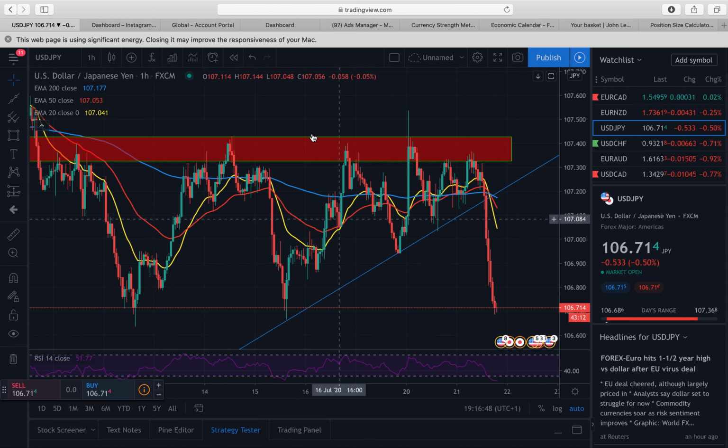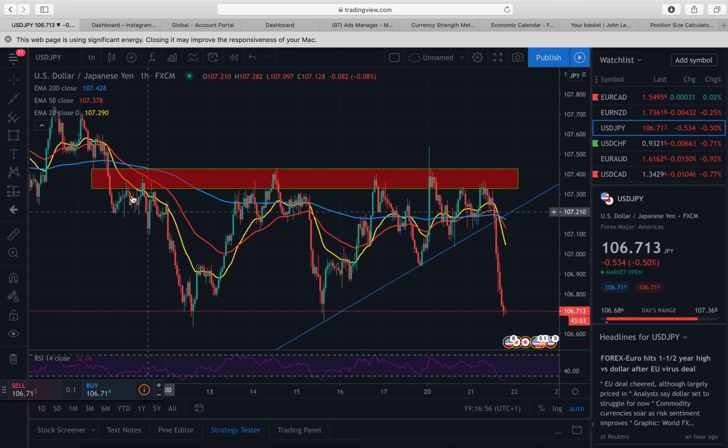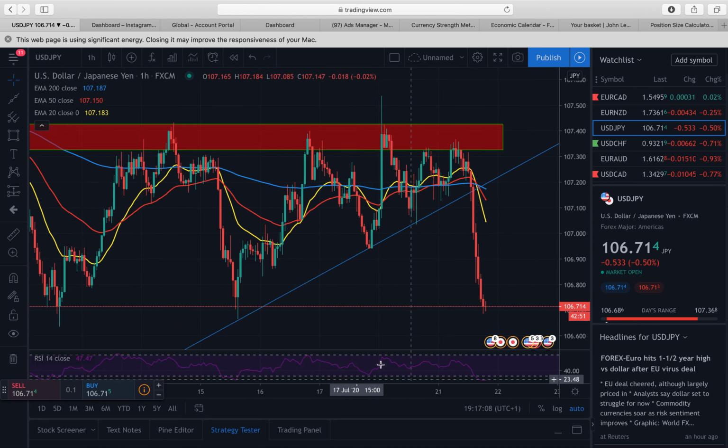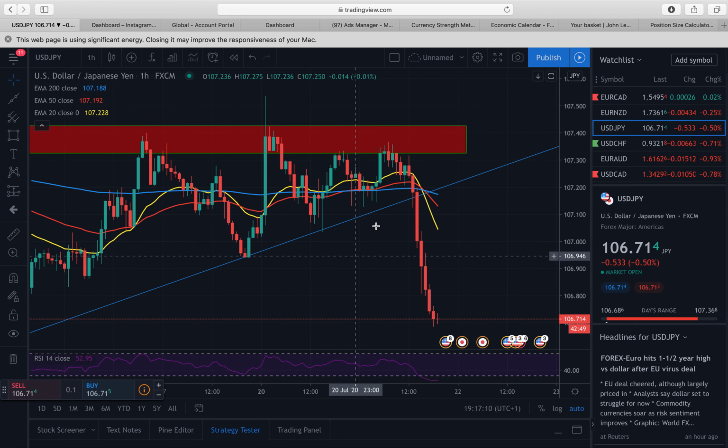So US dollar JPY. What I saw here was this clear region of resistance. Price was struggling to break through, so I've highlighted this with the red box. Every time price shot up into this region, it was forced back down by the sellers. Every time it came back up, it was forced back down again. So we took the sell position at around 10 o'clock, on this bar here.